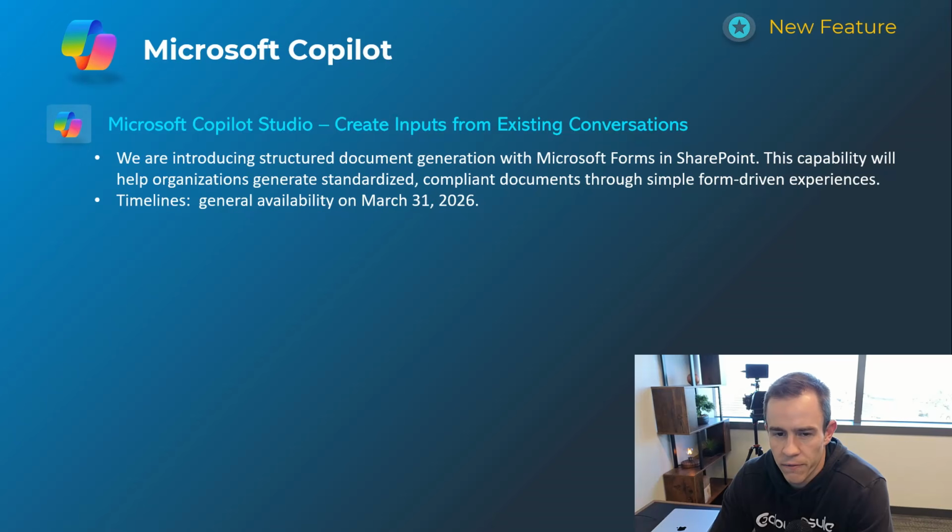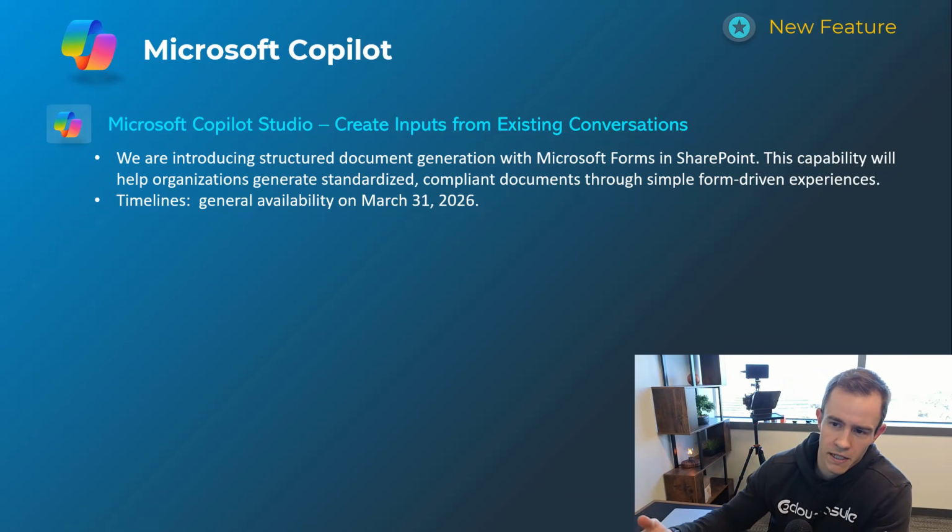And then the very last one here for Copilot is this announcement for Copilot Studio, which is the ability to create inputs from existing conversations. A lot of you may not have used Copilot Studio yet, but inputs are really the capability for you to basically say, hey, when the user says this, I can take this contextual information and return this response. That's at a very high level, really oversimplifying it.